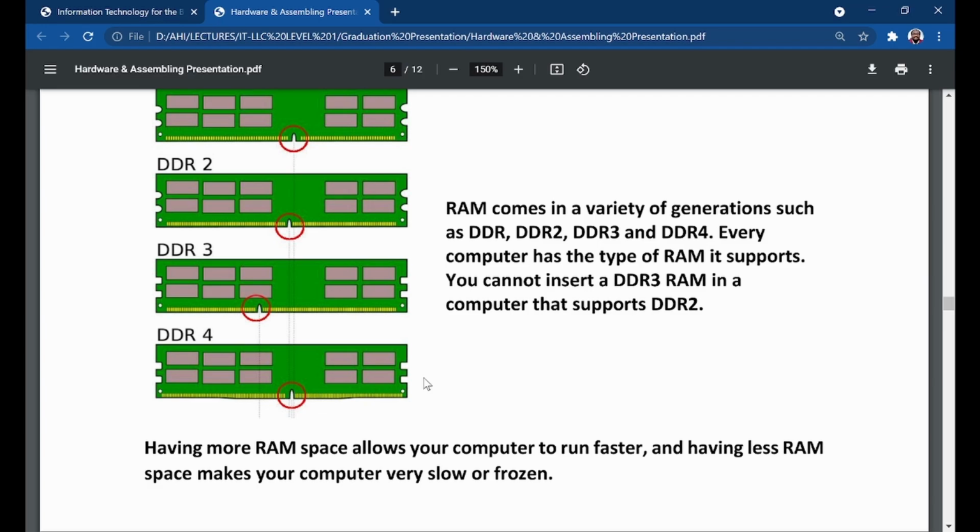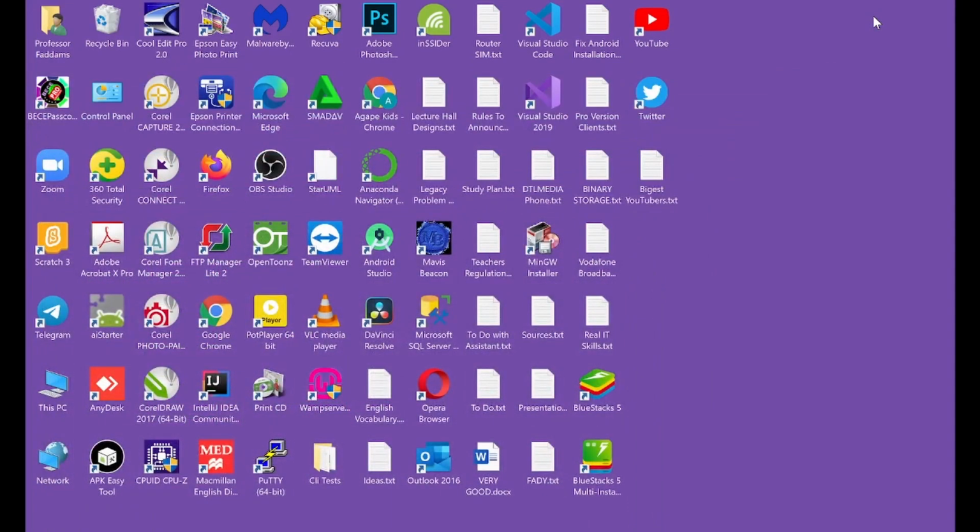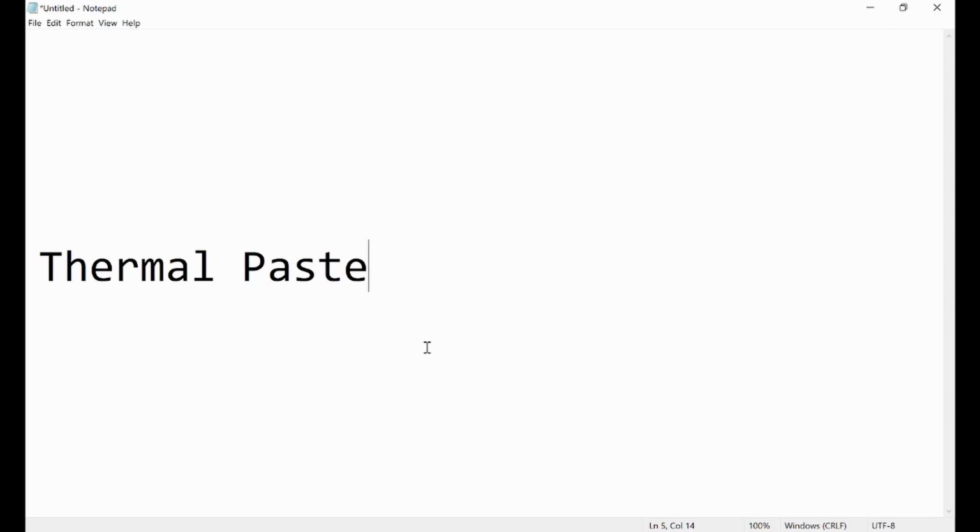Now, RAM has capacity. Every RAM has what? Capacity. The capacity talks about the size or the space on the RAM. The average PC needs at least 4 GB of RAM to work. The average PC needs at least what? 4 GB of RAM to work.